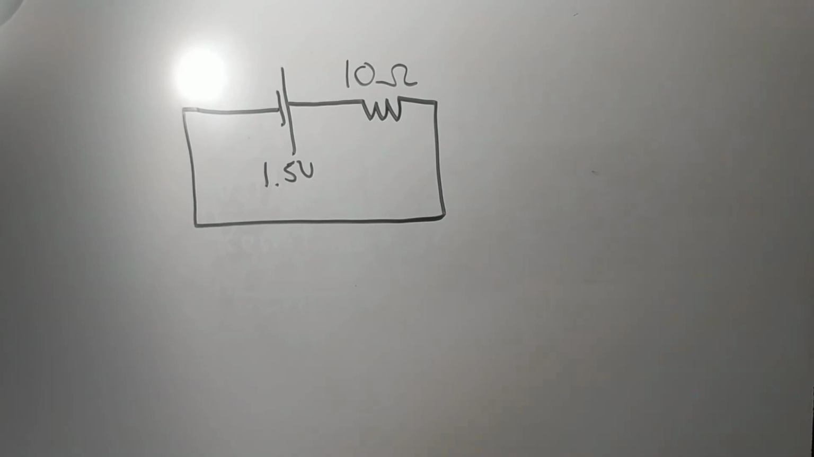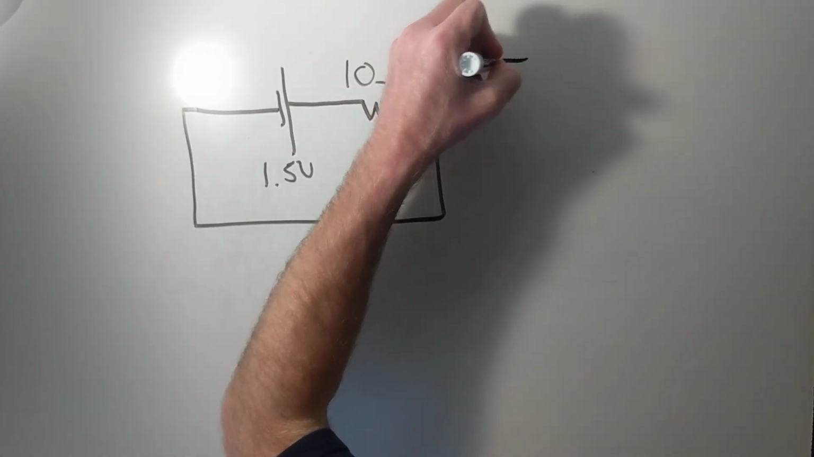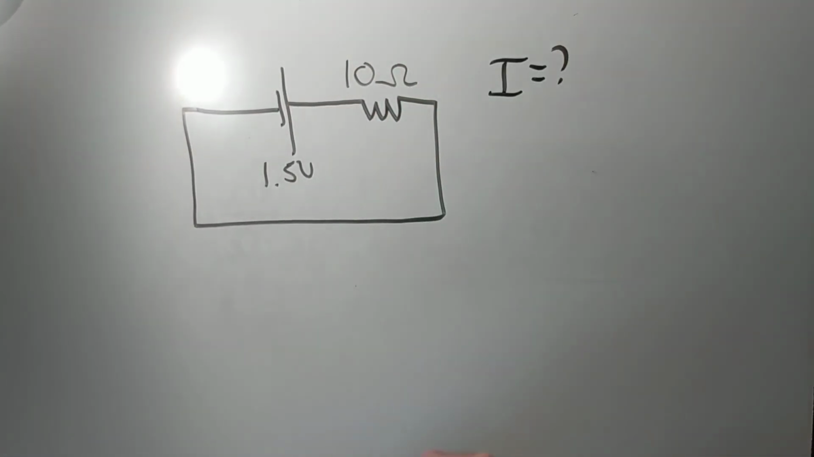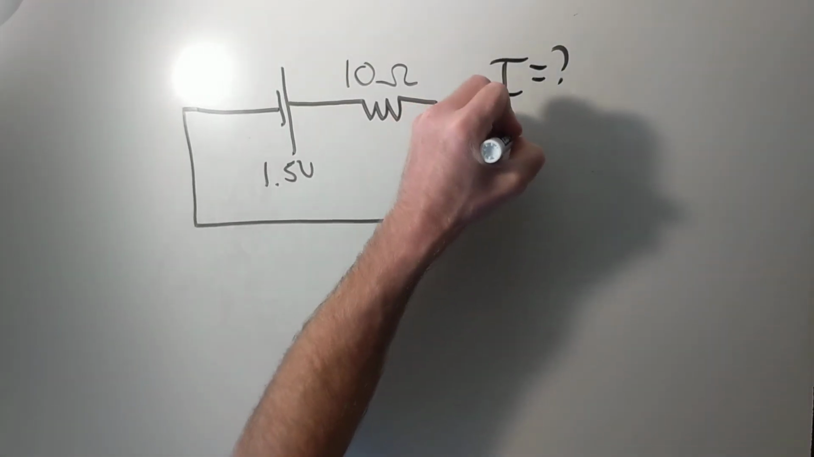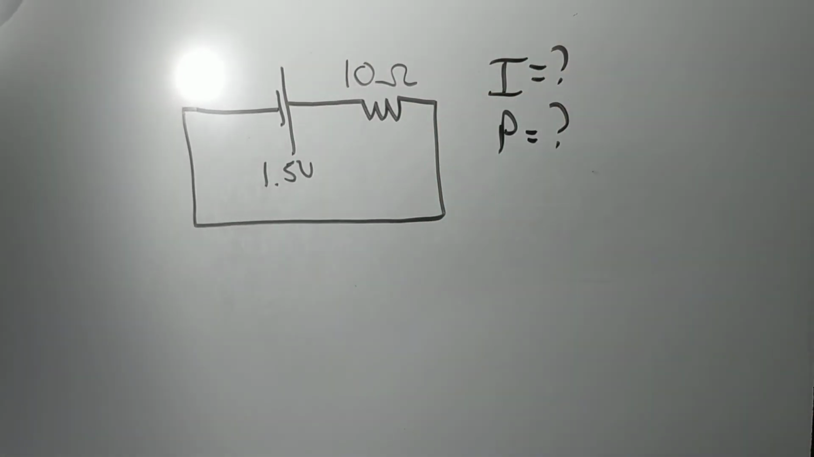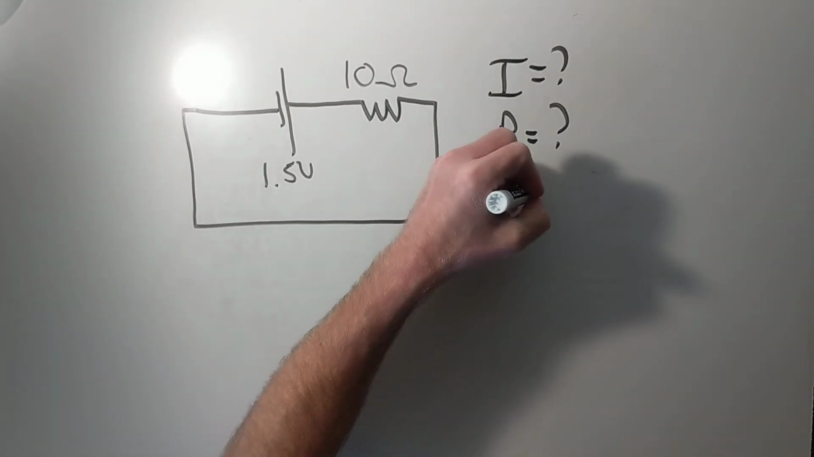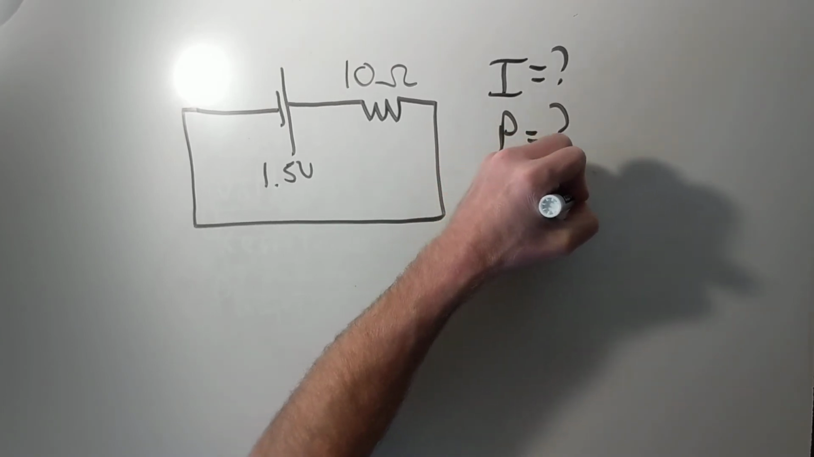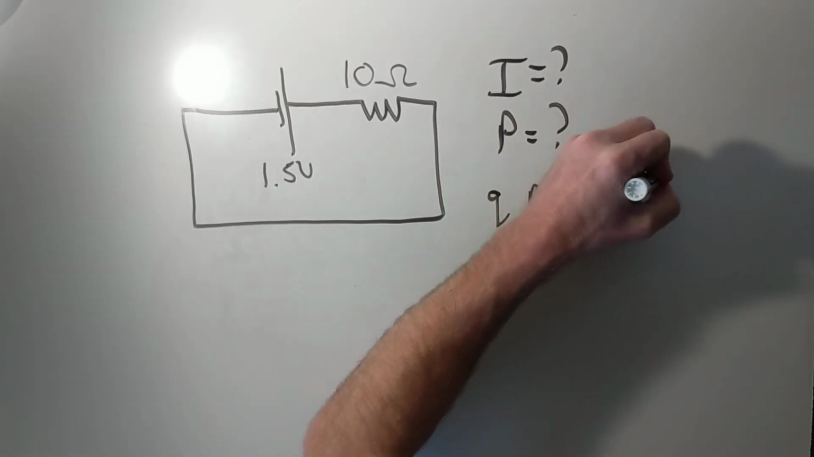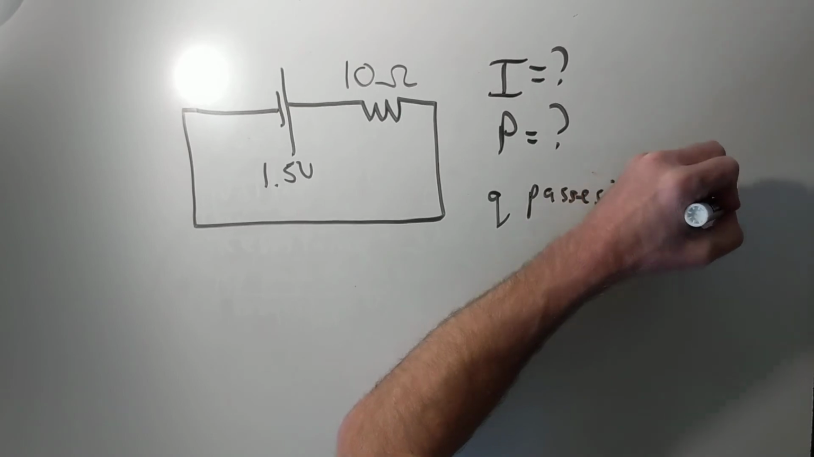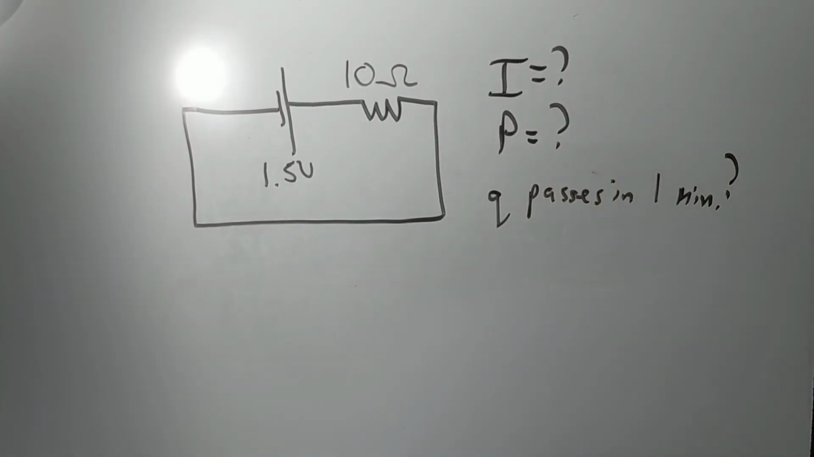I'd like to know, what's the current in the circuit first? How much current is flowing in there? I'd like to know, what's the power that's in the circuit? What kind of power output does this have? And then, how much charge passes in 1 minute? How much charge passes by in 1 minute? Okay, so let's actually figure out what these things are.